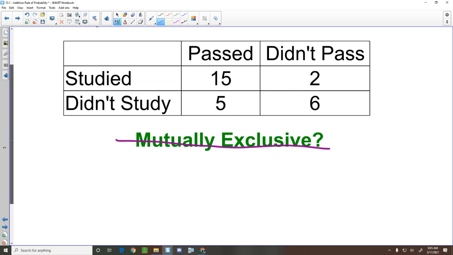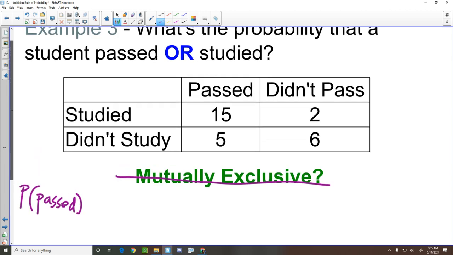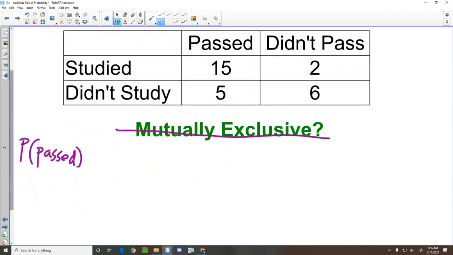So first, what's the probability that a student passed? Right, that's the first group. So how many total students passed? Is it this 15 right here? No, pass is this entire column, isn't it? Isn't that the list of all the students that passed? So how many total students is that? That's 20. You add them up, right? 20 total students who passed out of, how do you get the total number of students?